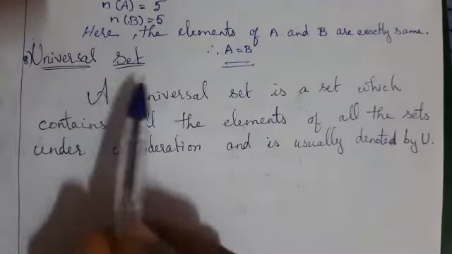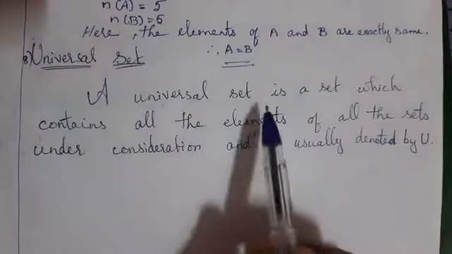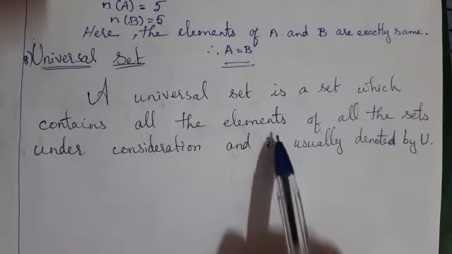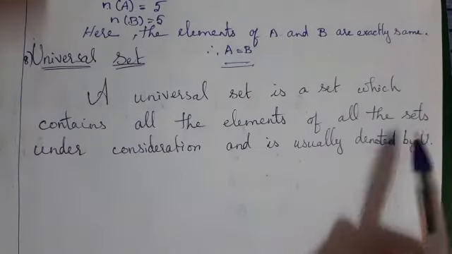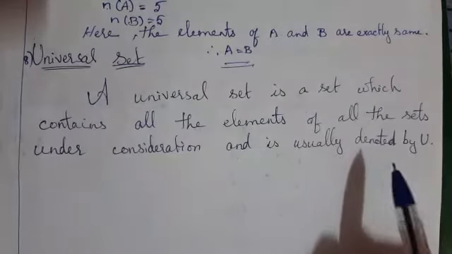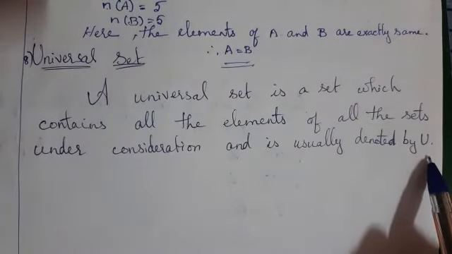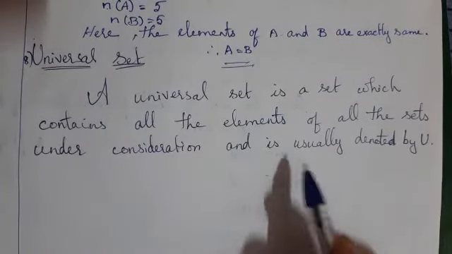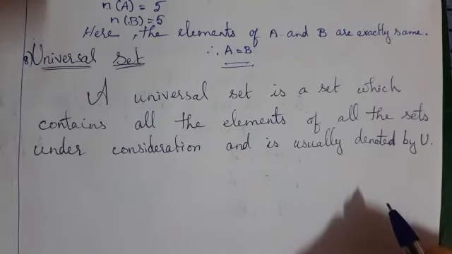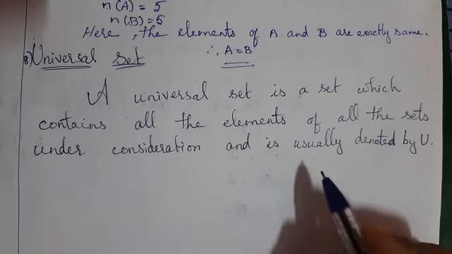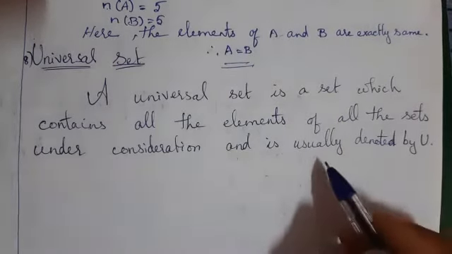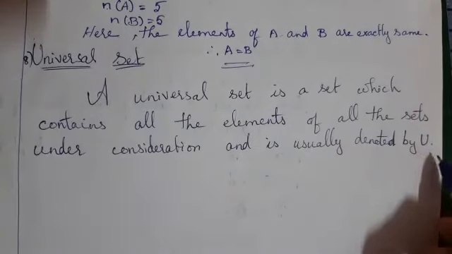Next, universal set. A universal set is a set which contains all the elements of all the sets under consideration and is usually denoted by U.